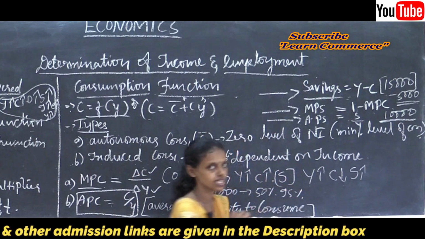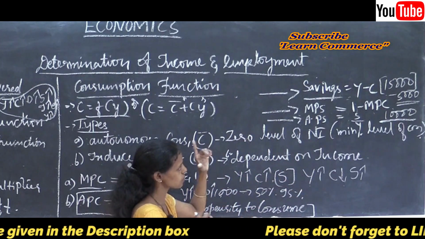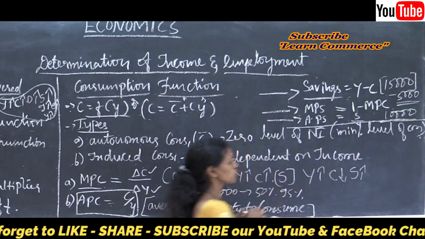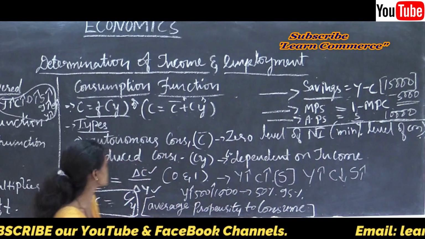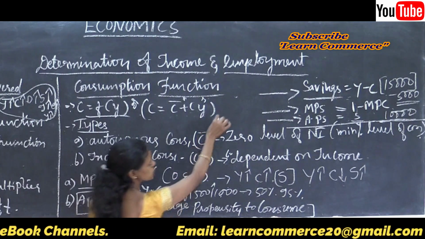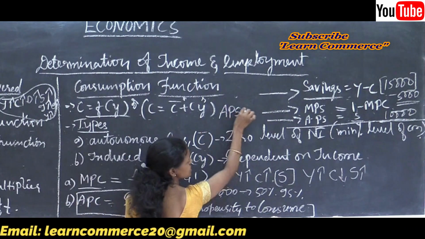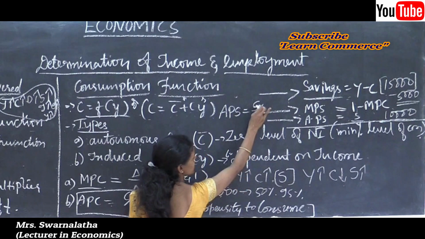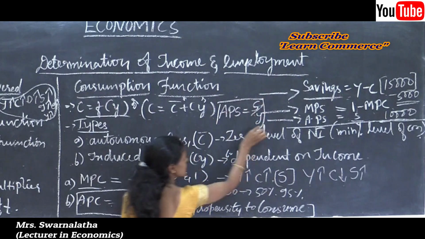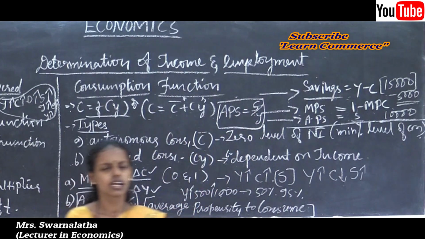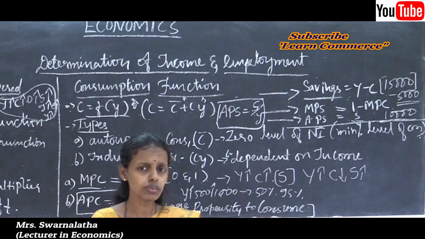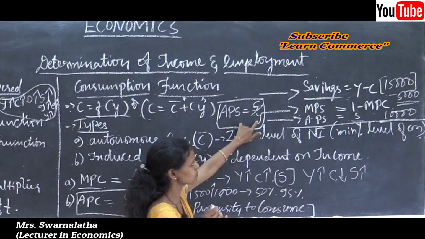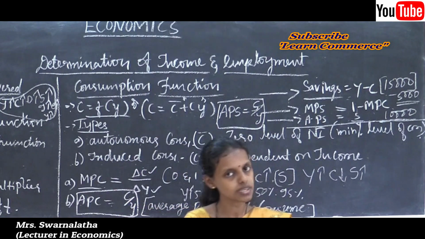Next is APS. The term we are going to cover in this chapter is APS. APS means average propensity to save. APS is equal to S by Y, meaning savings by income. Average propensity to save always depends upon the savings on the basis of income. Average savings on the basis of average income.